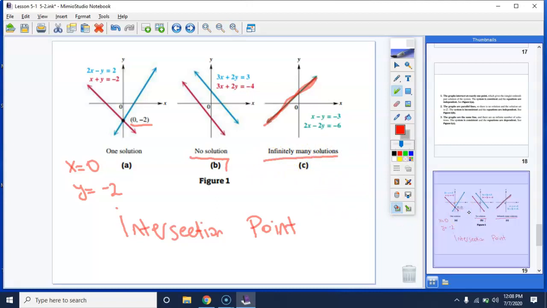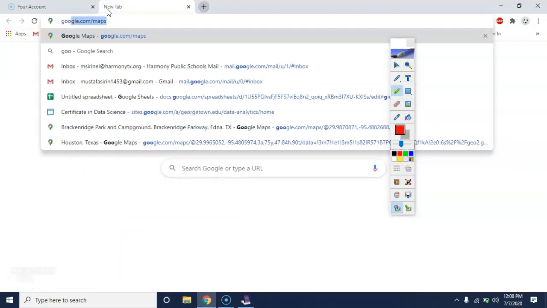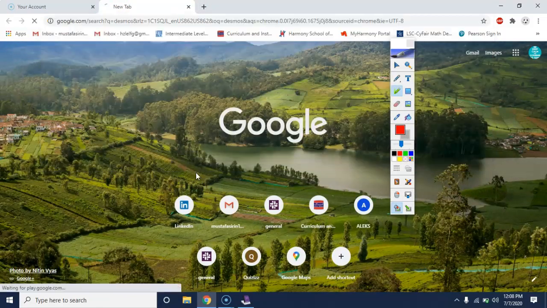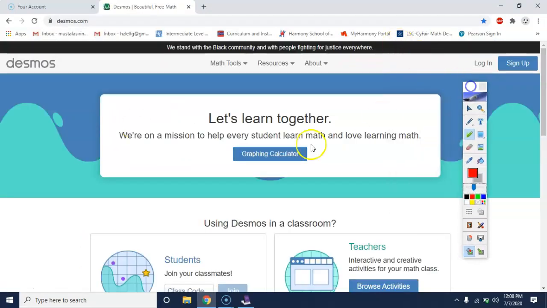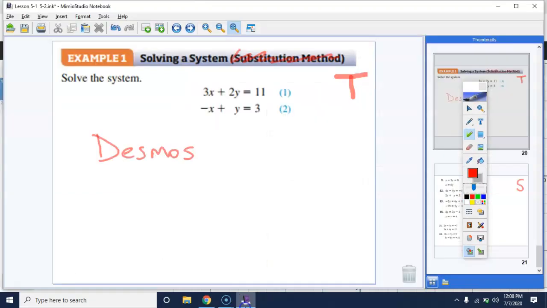So how do we graph? This is the substitution way, but let's just cancel this. I want to show you how easy it is. First of all, we're going to use this website, Desmos. Let's go to Google first. Okay, we go to Google and we search Desmos. Go to desmos.com. You go to this website and you just start graphing.